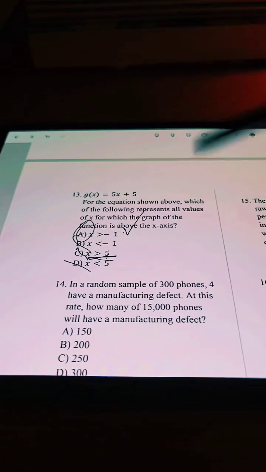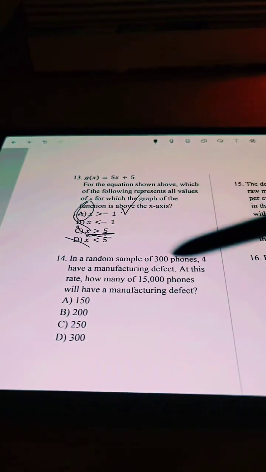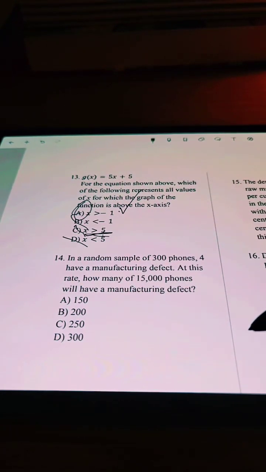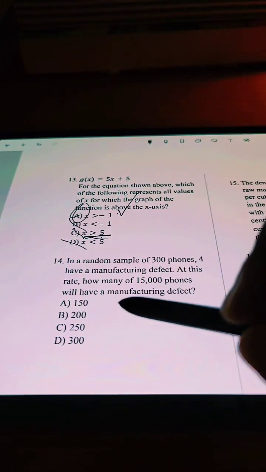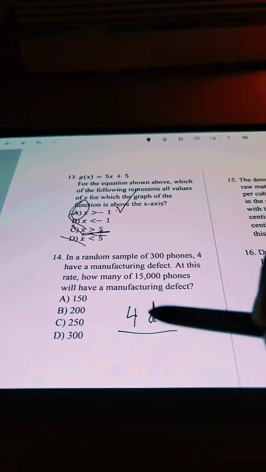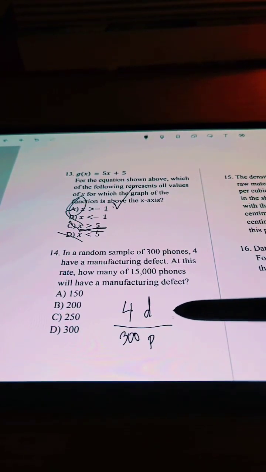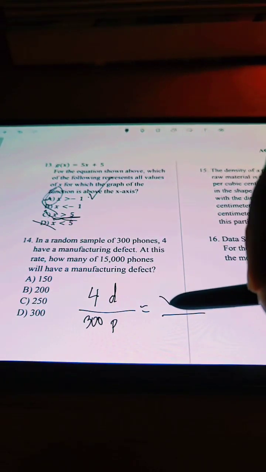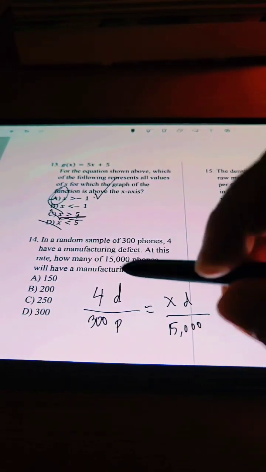Okay. So then let's go to number 14. In a random sample of 300 phones, 4 have a manufacturing defect. At this rate, how many of the 15,000 phones will have a manufacturing defect? So we have a directly proportional relationship right here. So we have 4 with the defect. I'll say D for defect, 4 with a defect out of the 300 total phones, and that has to be proportional to the X amount with a defect out of the total 15,000 phones in the situation.